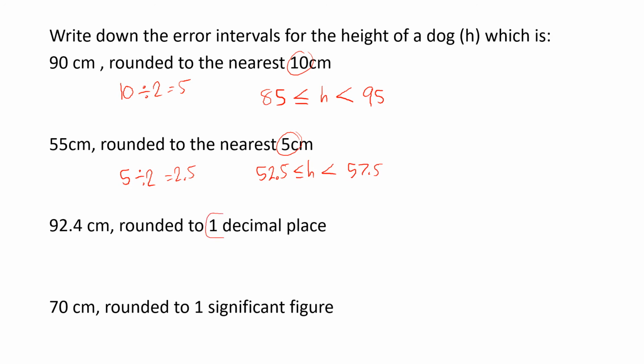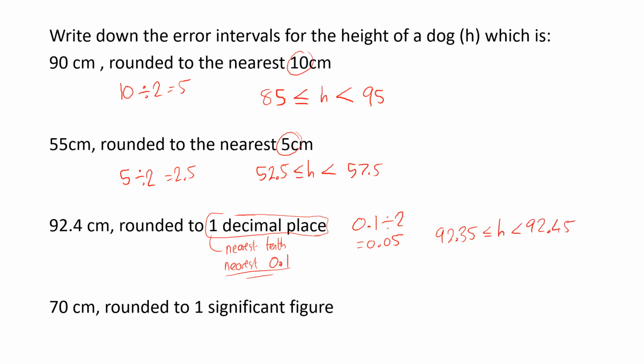Next one says we've rounded to 1 decimal place. Now, if you think about where 1 decimal place is, it's here. That's in the tenths column. So we would interpret this as meaning to the nearest tenth, or even more easily, to the nearest 0.1. So once we've decided that, we can go the same method. We can say, okay, let's do 0.1 divided by 2, which is 0.05. Then add it and take it away from the number. We'll get 92.35 as our lower bound and 92.45 as our higher bound.